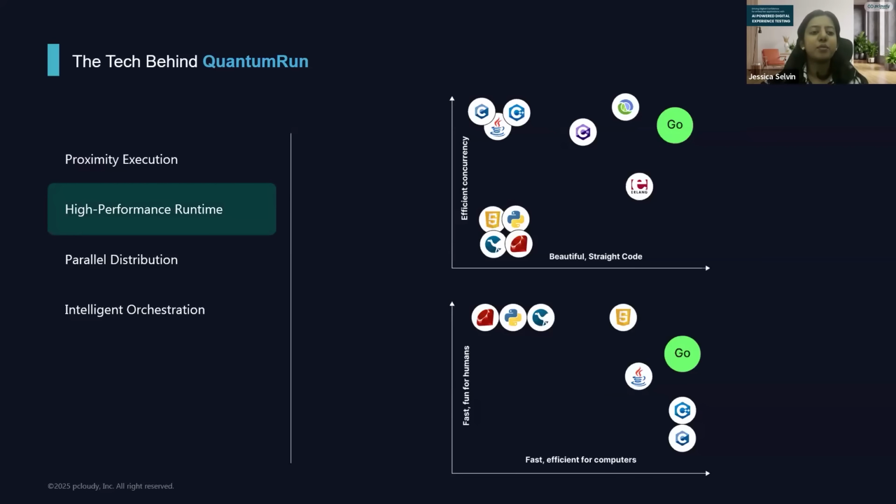Next is the high performance runtime. QRun is built on the Go language, right? That choice was intentional because it really makes the engine quick, steady, and easy to scale. So you're able to do lots of things at once. Golang gives us tiny, lightweight workers, right, where you can run thousands of these at the same time. It helps in parallelization and finishing together, right?